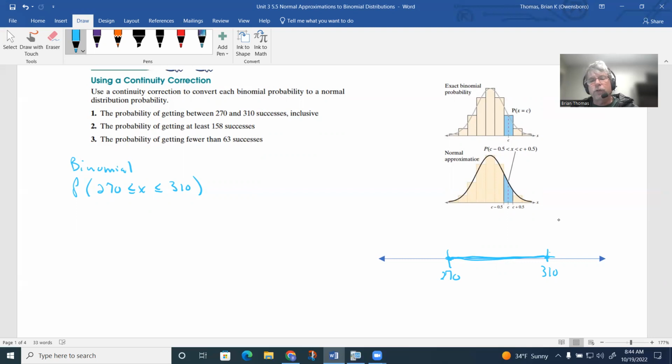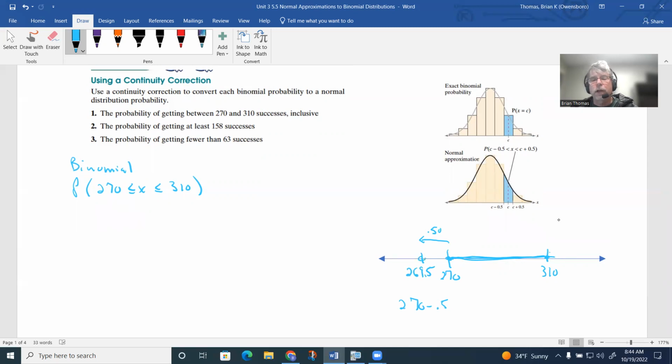So to include the 270, I have to move 0.5 to the left. In other words, I would have to subtract 0.5 from 270. So 270 take away 0.5 is going to give me 269.5.